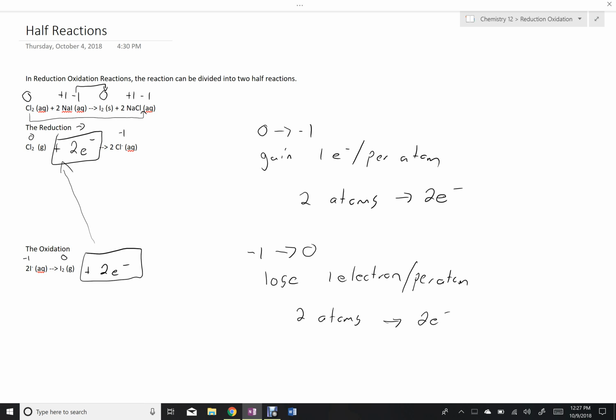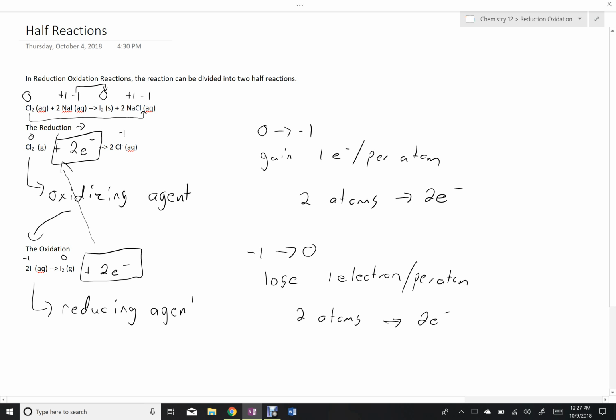Just one more quick thing here then. Since chlorine is the one that's getting reduced in the reduction, we call it the oxidizing agent, meaning that it oxidized iodine. Alternatively, iodine, which gets oxidized, then what did the iodine do? It was a reducing agent. It reduced the opposite. It reduced the chlorine.